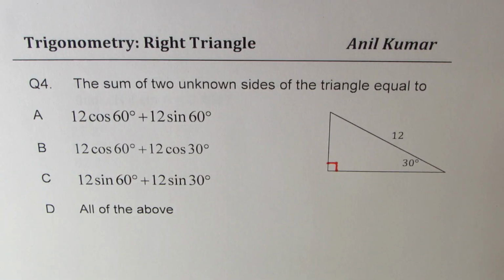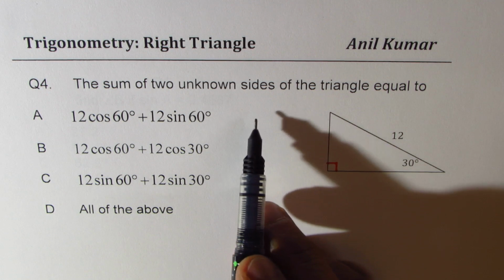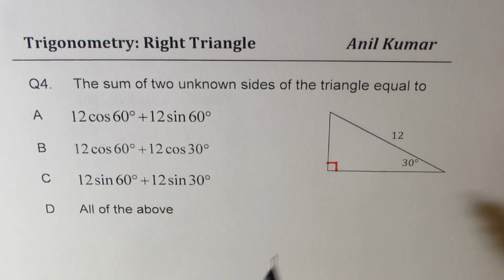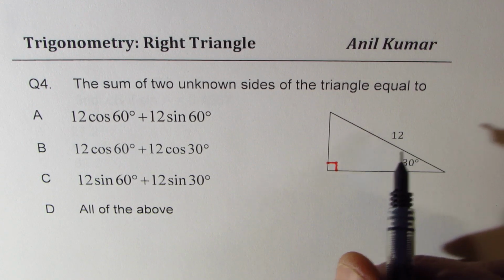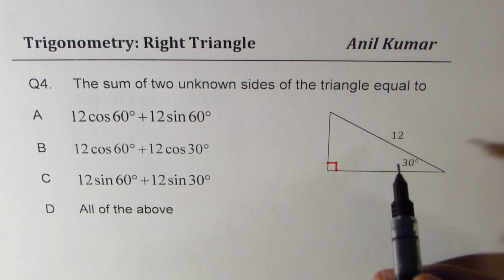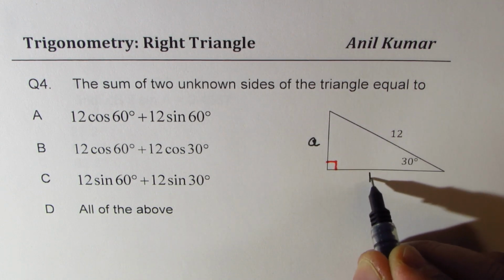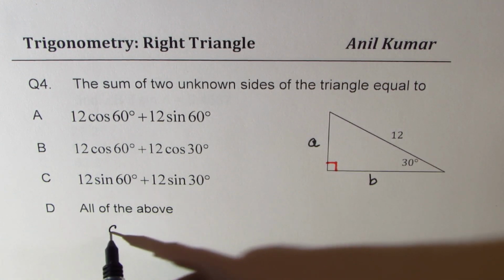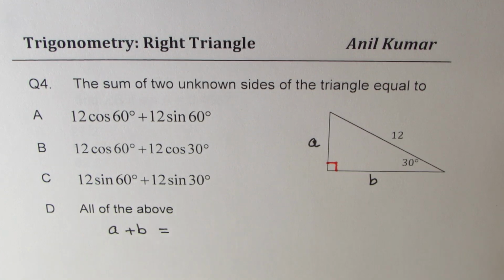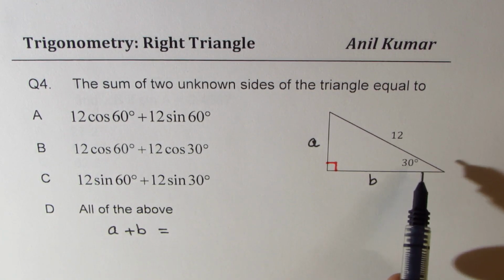Then question number 4. The sum of two unknown sides of a triangle is equal to what? So this is the triangle given to us. We need to find the sum of two unknown sides. We know the hypotenuse. So let's say this is A and B. We want to find what A plus B equals to. Correct? Angle of 30 degrees.